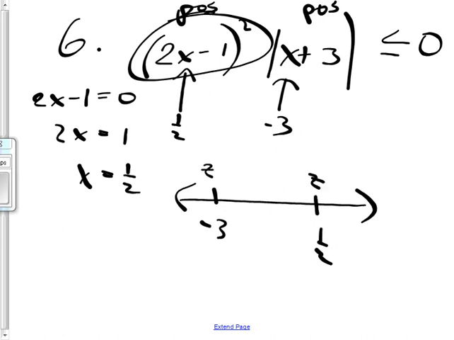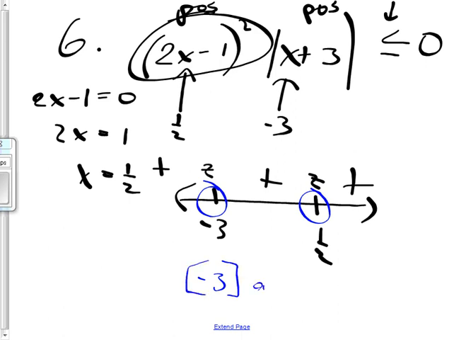Well, remember, it doesn't work here, doesn't work here, doesn't work here, because those areas are all positives, which doesn't mean it works. It means that it's not going to come out less than 0 ever. But these spots right here are my two things that work. So I would say -3, and I'd put brackets around it, and 1/2, and again, I'd put brackets around it.